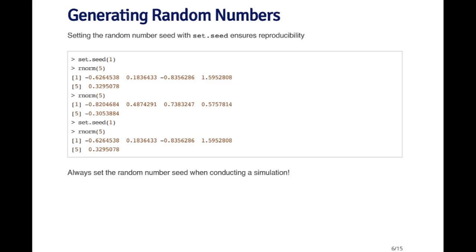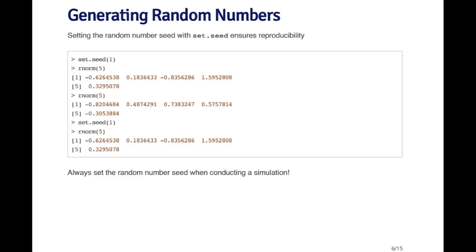So here I'm going to set the seed equal to 1, and then I'm going to generate 5 random normal variables. And so here I've got my 5 normal random variables. They have mean 0 and standard deviation 1. If I generate another 5, you'll see that the vector is totally different because it's another random sample of 5. However, if I reset the seed to be 1 and I draw 5 again, you'll see that they're exactly the same as the first 5 that I drew.